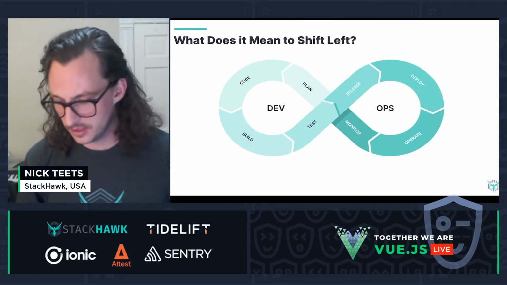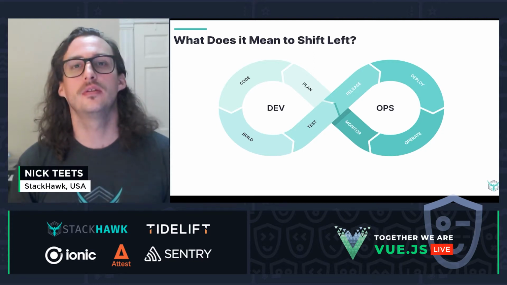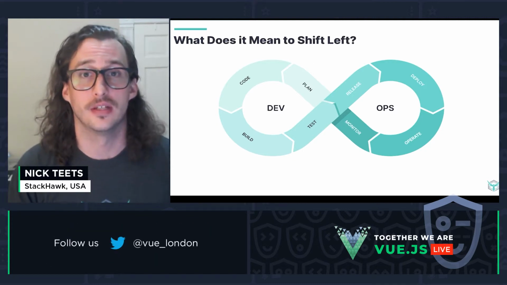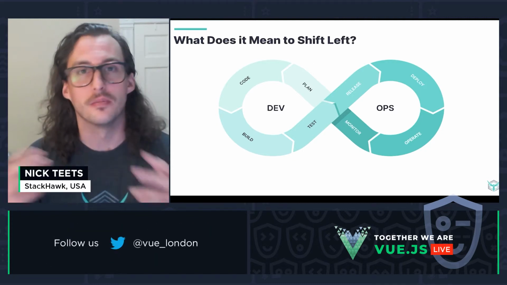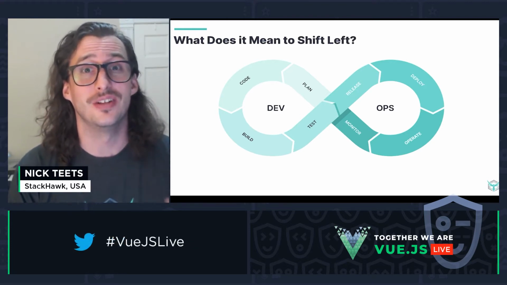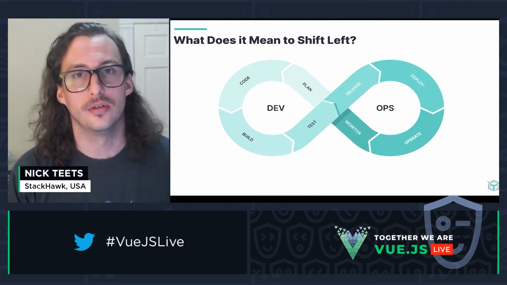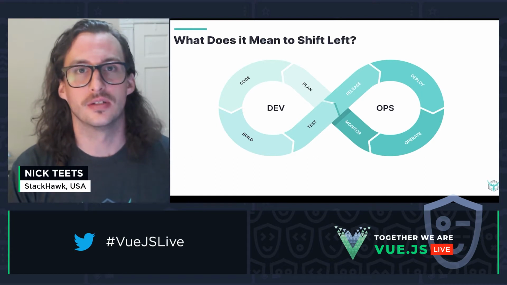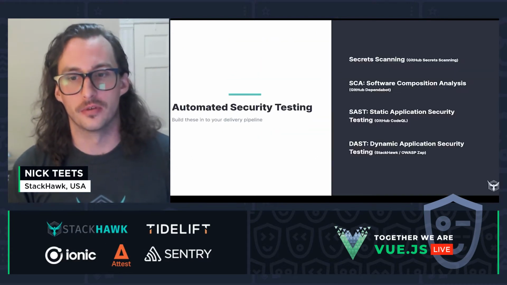So what does it mean to shift left? Simply put, we're moving the tools of the software development lifecycle earlier in the process. There's a bunch of different types of security tools that you can use now when you're checking into your develop branch or your feature branch that will help you find security vulnerabilities.